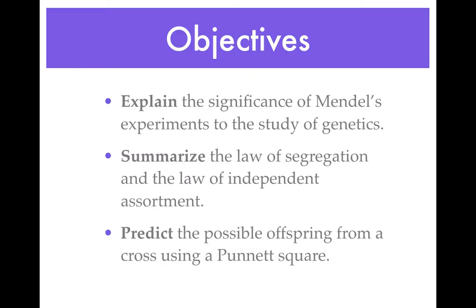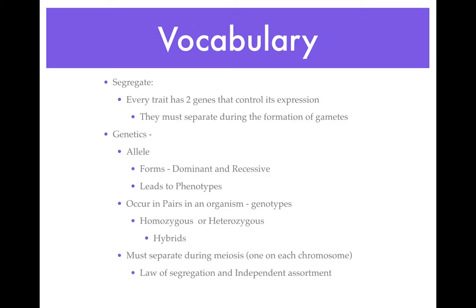So your objectives here are to explain the significance of Mendel's experiments on the study of genetics. I want you to be able to summarize the law of segregation and the other law, the law of independent assortment. We'll go over those. And something else that you're going to be able to do here, but this will probably be clearer once we get to the chalk talk part, is to be able to use something called a Punnett square to predict possible offspring if you know their genotype. So let's start with a vocab.